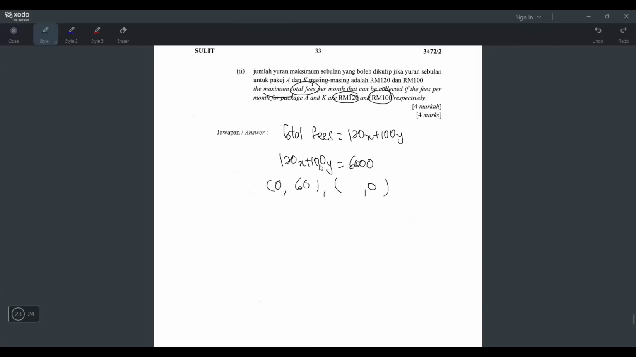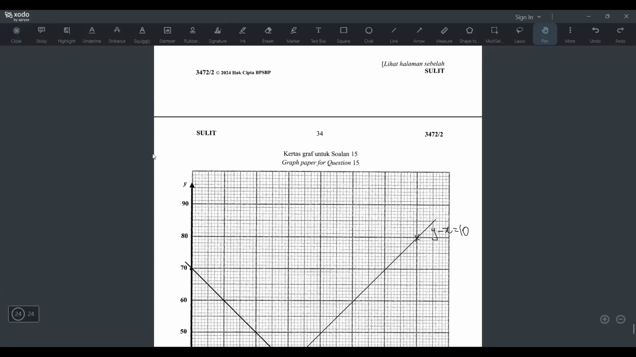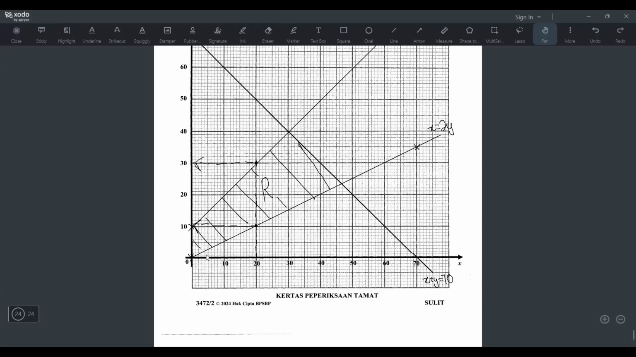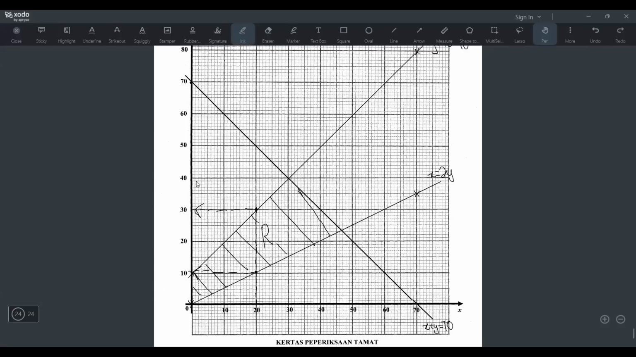Okay, when y is 0, 6,000 divided by 120 is 50, right? Yeah, this one 50. Okay, I made a careless mistake just now. So it should be 0, 60 and 50, 0. Yeah, so 0, 60 is here. Okay, 0, 60 is here. 50, 0 is here, right?